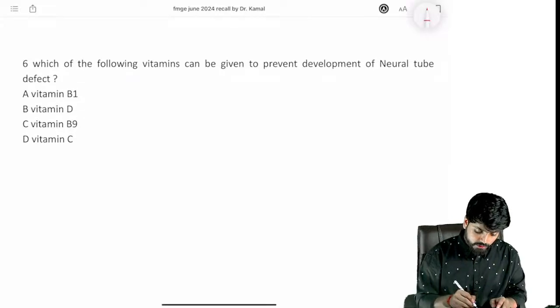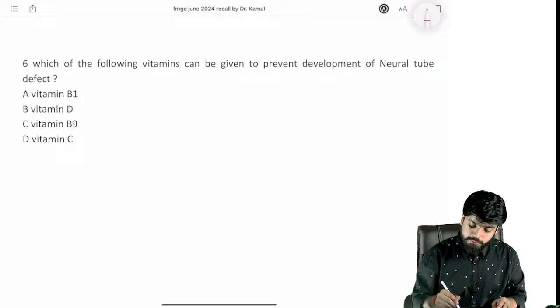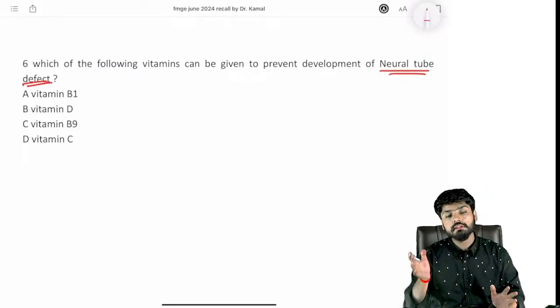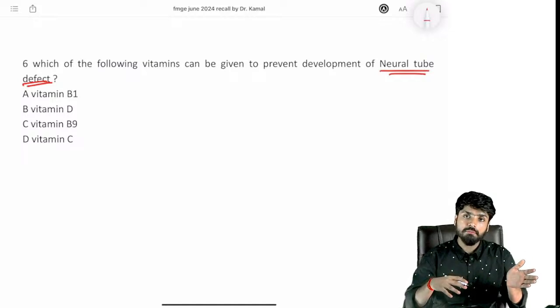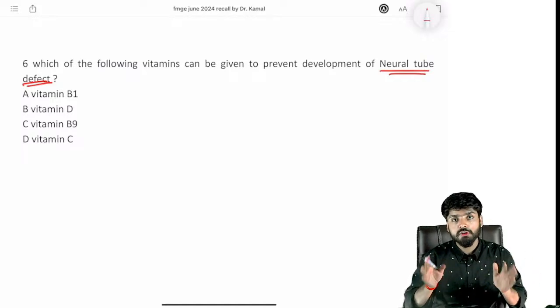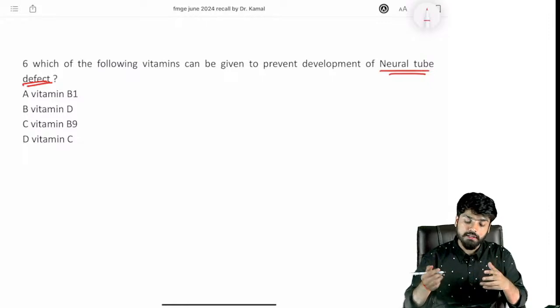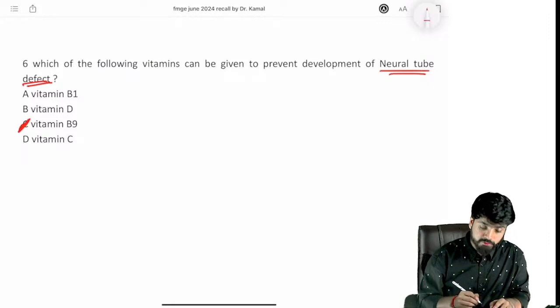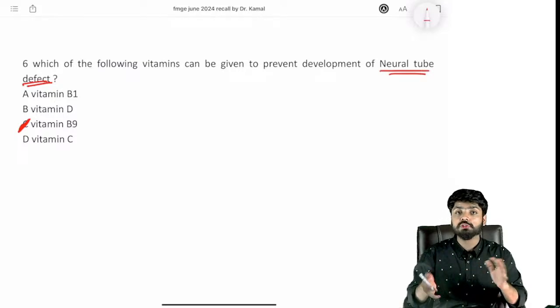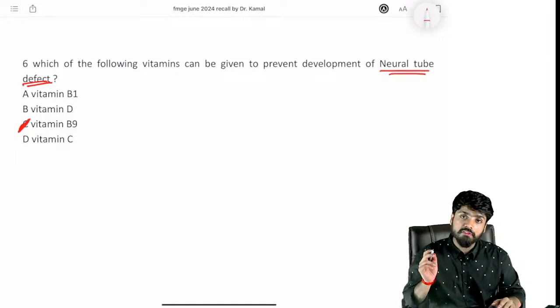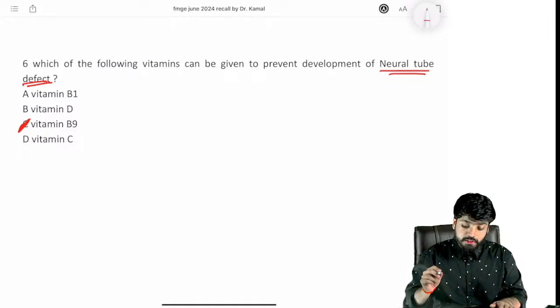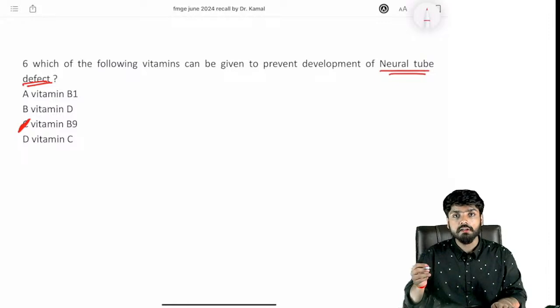See, which of the following vitamins can be given to prevent the development of neural tube defect? It's a straight away question. This you can also remember if you have remembered Anemia Mukt Bharat. Okay, we give folic acid 3 months before the pregnancy. Then in first trimester also only the folic acid is given, and then we start iron, and that's because of vitamin B9. Vitamin B9 is required for differentiation and maturation of neural tubes and the CNS and the PNS in the body. That's why due to the deficiency of vitamin B9, we face neural tube defect or spina bifida in the developing fetus.